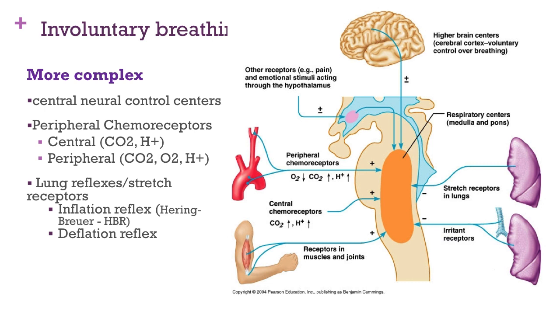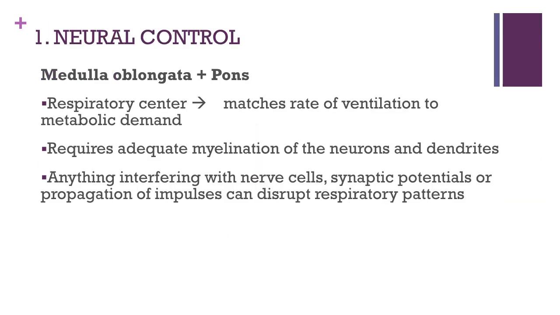So you can see that this little picture on the right-hand side is showing your brain, which is your central neurologic control, and how it is coming down to the medulla oblongata and the pons, which are sending out nerves down to the chemoreceptors and our lung reflexes and our stretch receptors. So the two primary areas of the brain which are responsible for neural control are the medulla oblongata and the pons.